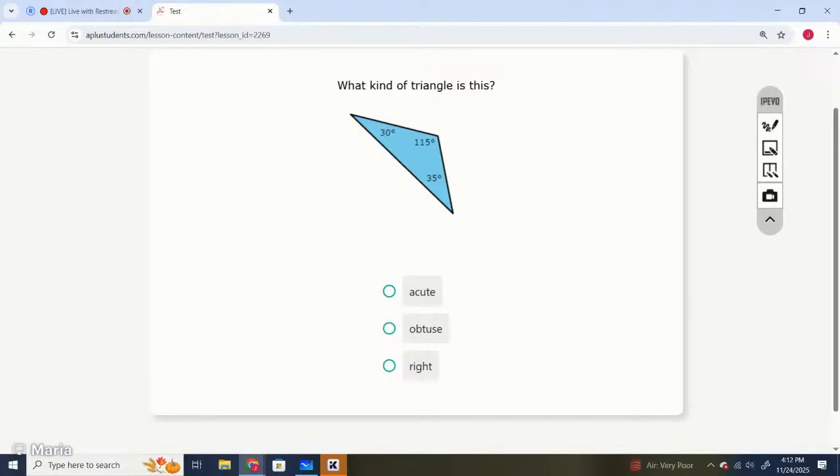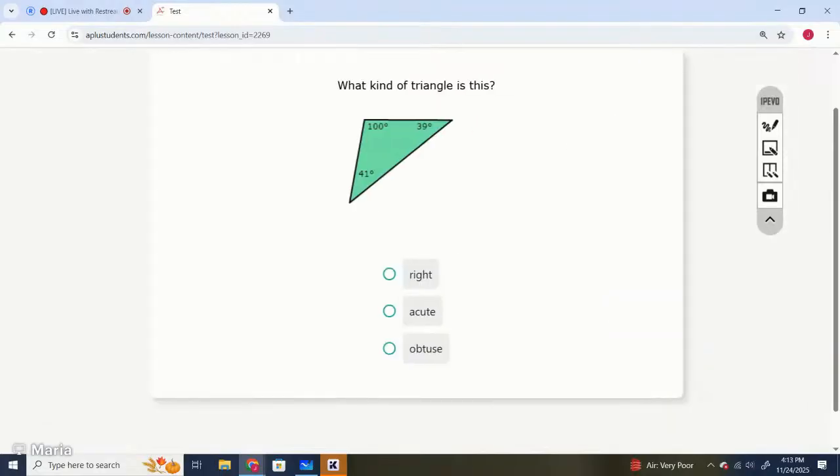What kind of triangle is this? 30 degrees, 35 degrees, and 115 degrees. So see, one of the angles is more than 90 degrees, right? That is an obtuse triangle because one of the angles is more than 90 degrees. So that is the obtuse triangle.